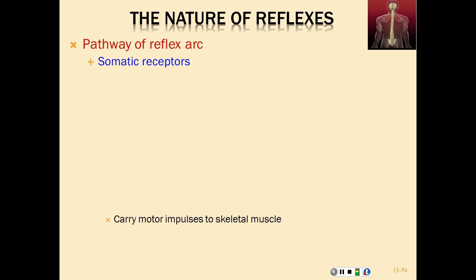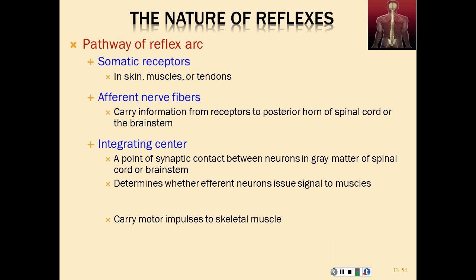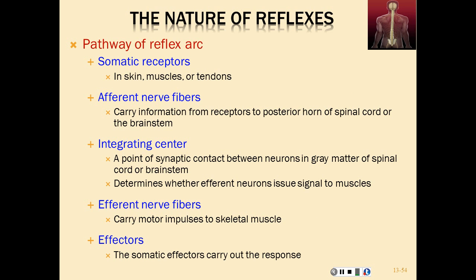We have the somatic receptors in the skin, muscle, or a tendon. Then we have the afferent nerve fibers. And they carry information from the receptors to the posterior horn of the spinal cord or the brainstem. We have our integrating center, which is in the gray matter of the spinal cord or the brainstem, consisting of 1 or more neurons. And it determines whether efferent neurons issue signals to the muscles. Then our efferent nerve fibers, they're going to carry the motor impulses from the CNS to the skeletal muscles. Then we have our effectors. And they are the somatic effectors that carry out the response. So yes, the information can be carried to the muscle, but if these effectors aren't working, you're not going to have the response to actually move.